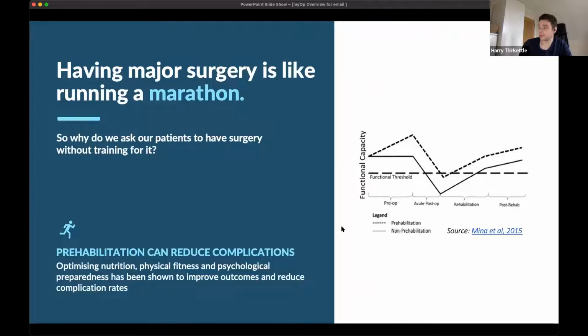I'll whiz through a couple of these slides. Really what we're trying to do is to help people get a little bit fitter before they have surgery. So that's improving their cardiovascular fitness, as well as helping to reduce stress, eat a bit better, and it provides some education around what to do before an operation.